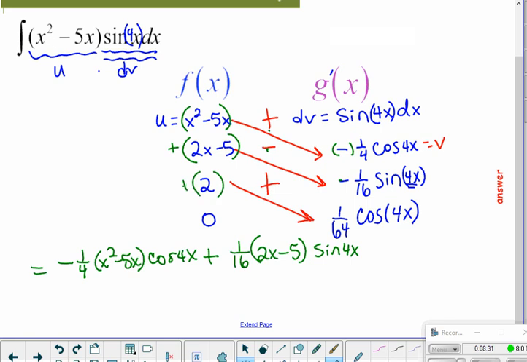One more pass. Well, this 2 is positive. I got the positive sign here and a positive there. We are coming out positive. 2 times the 64th will give us a 32nd, cosine 4x plus some constant.